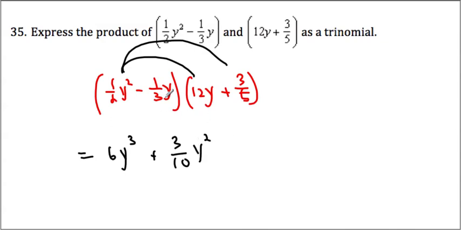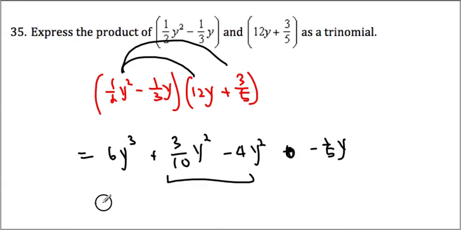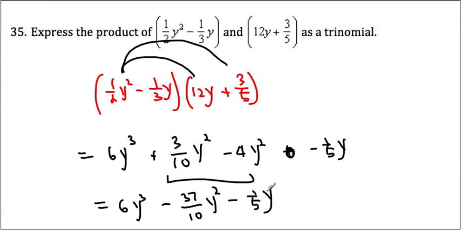Third one here becomes 1/3 of 12 is 4, but it has to be negative because of the negative sign over here, and y times y becomes y squared. And then the last thing becomes negative 1/5 y. Now if you combine these two things together, then we get 6 y to the 3rd, minus 37/10 y squared, minus 1/5 y. And that becomes our answer.